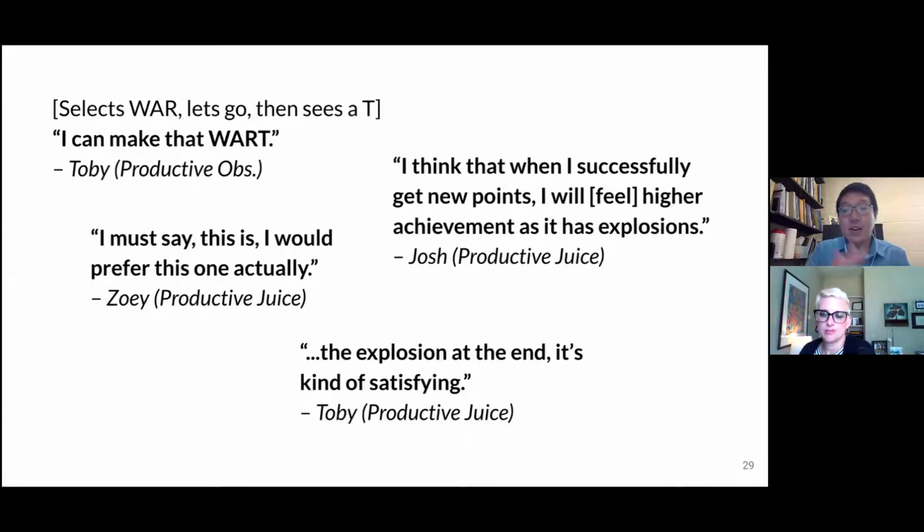So these are all different examples showing how productive obstruction worked and showing the aesthetic appeal of productive juice, which I couldn't really get from the quantitative data, but from the qualitative data, it's much easier to see that.